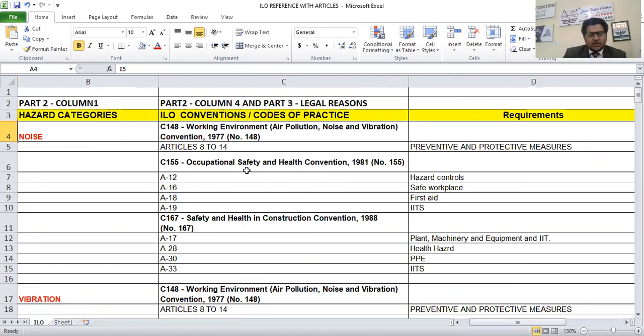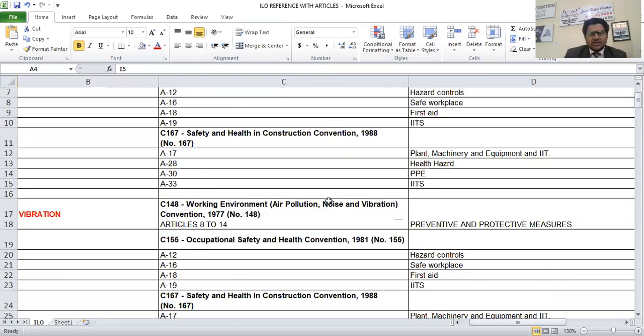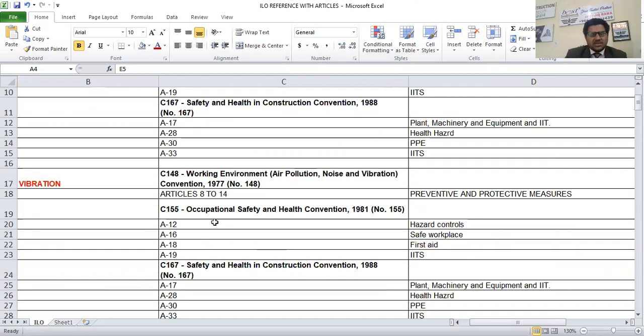C155, Occupational Safety and Health Convention 1981: Article 12 is hazard controls, Article 16 is safe workplace, Article 18 belongs to first aid. In the same way we have C167: Article 17 is plant, machinery and equipment, Article 28 is health hazards, Article 30 is PPE, and Article 33 is welfare. And with C148 we have articles 8 to 40 on preventive and protective measures.